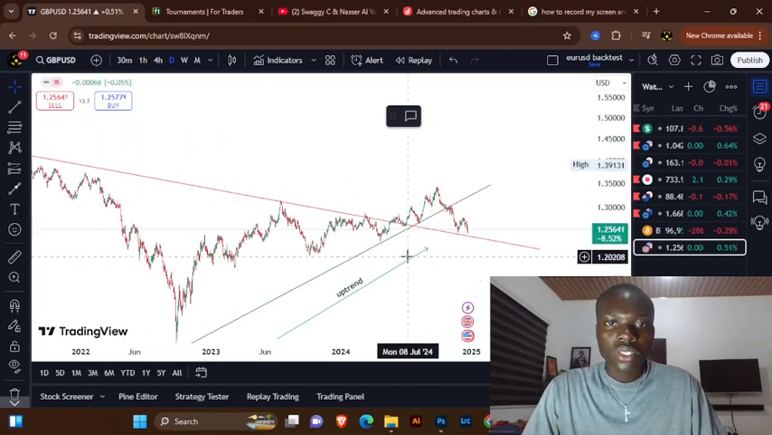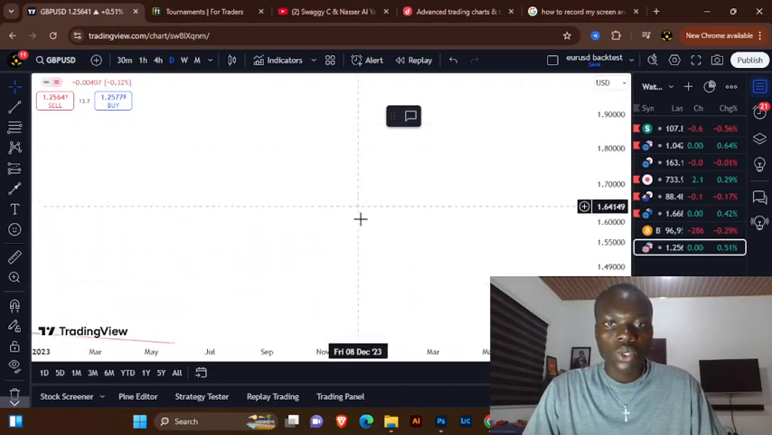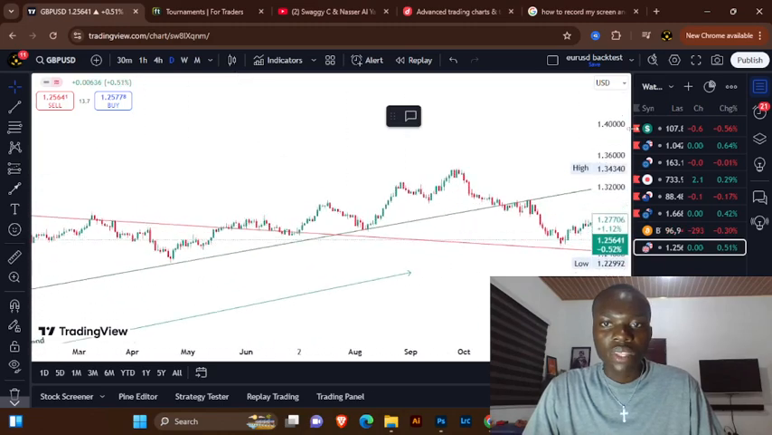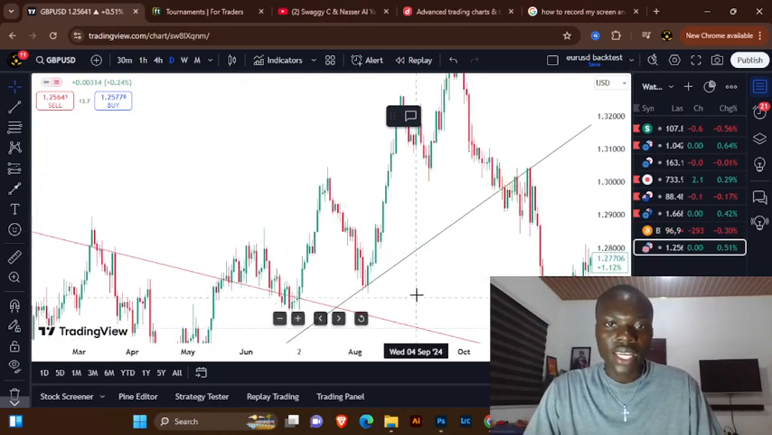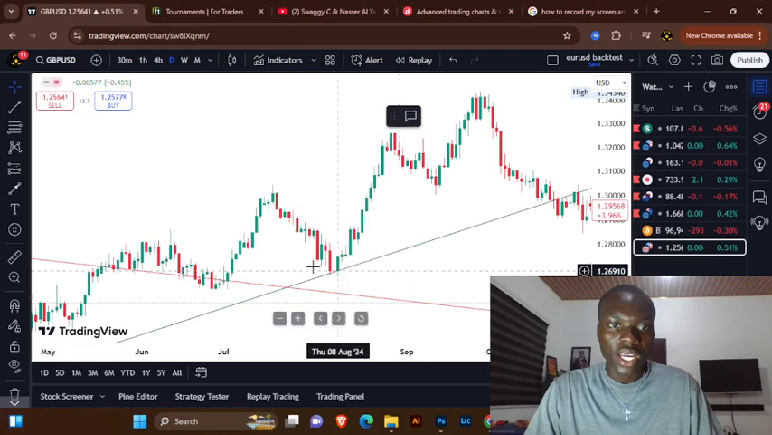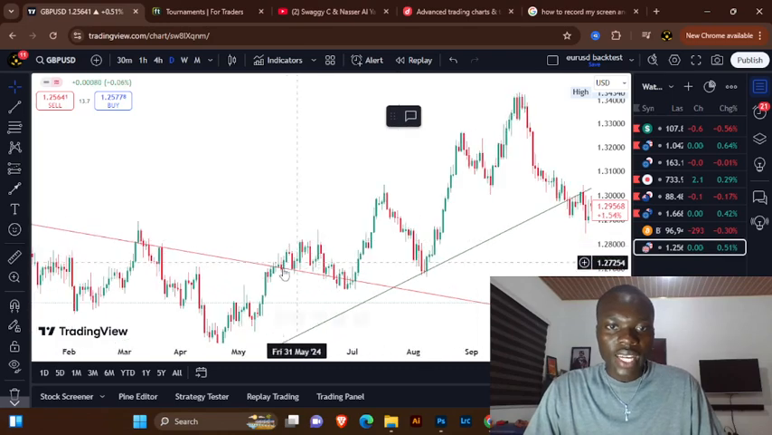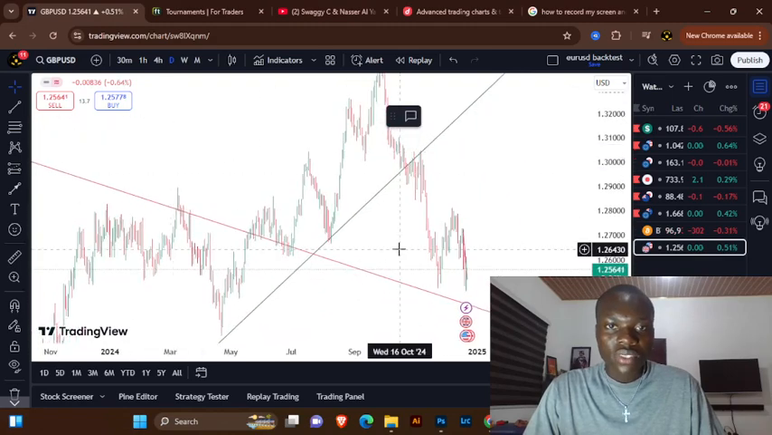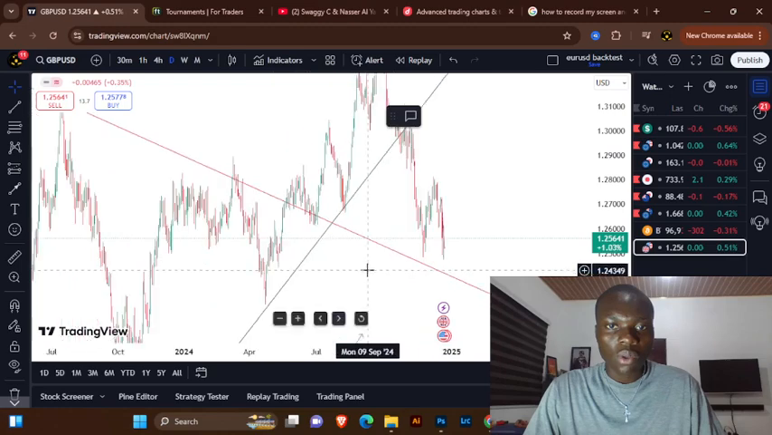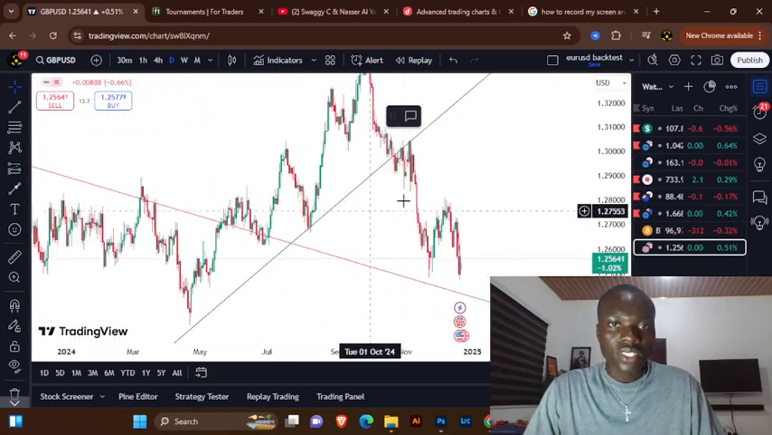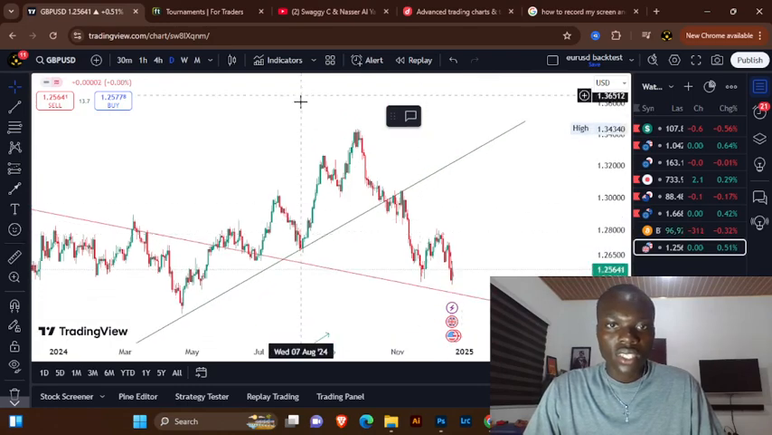Let me zoom in a bit so you can see. So we are on the one day time frame, so every candle you see here is happening for a day. It's not something that is a 30 minutes break and retest. So you can see there is a break here, and if you can see clearly, this is the retest of the break. The market came back here to retest.